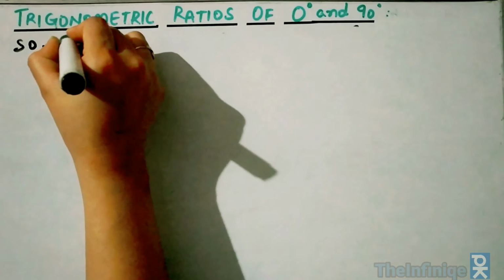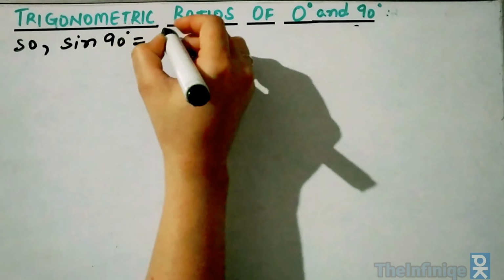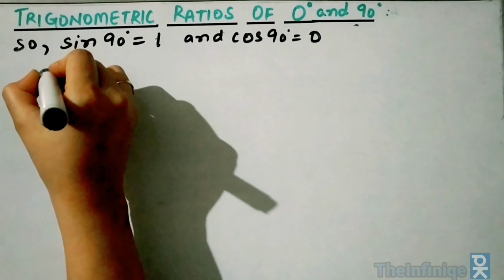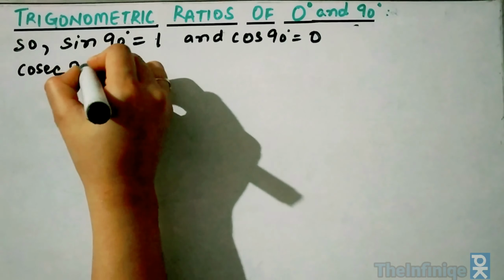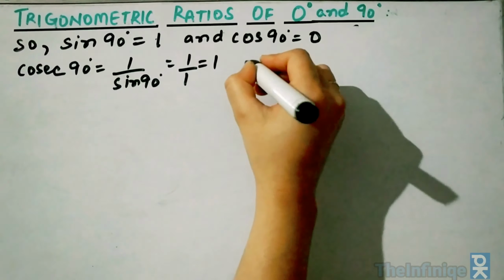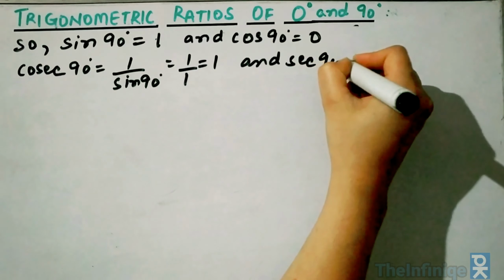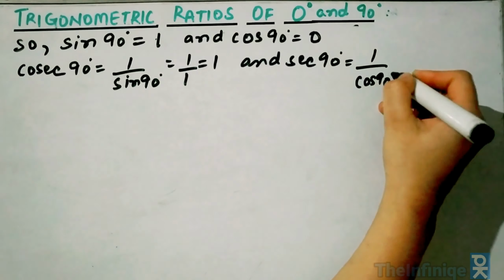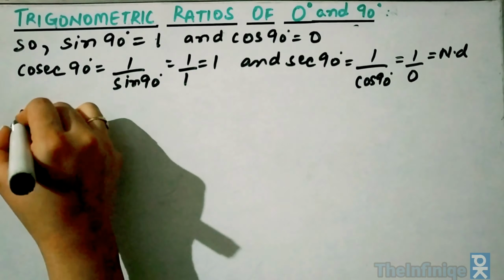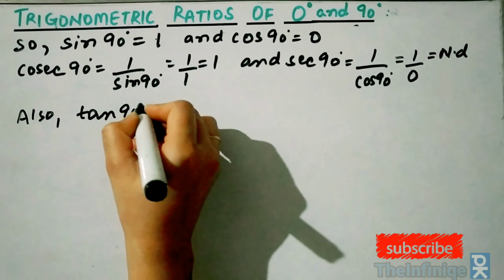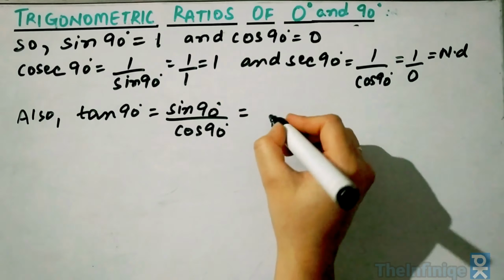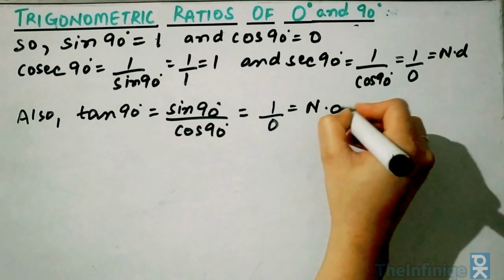So we define sine 90 degree is equal to 1 and cos 90 degree is equal to 0. From this, cosec 90 degree is equal to 1 upon sine 90 degree, which is 1 upon 1, and sec 90 degree is equal to 1 upon cos 90 degree, which is 1 upon 0, which is not defined. And also tan 90 degree is equal to sine 90 degree upon cos 90 degree, which is 1 upon 0, that is not defined.